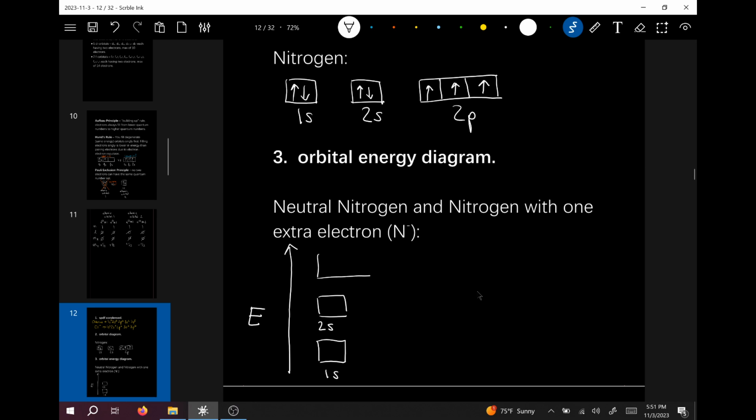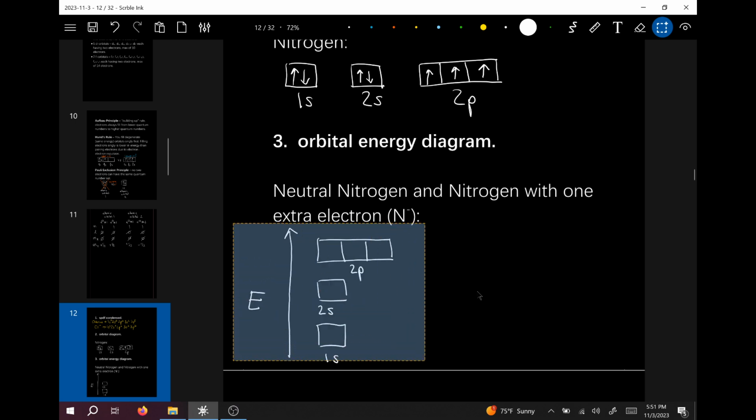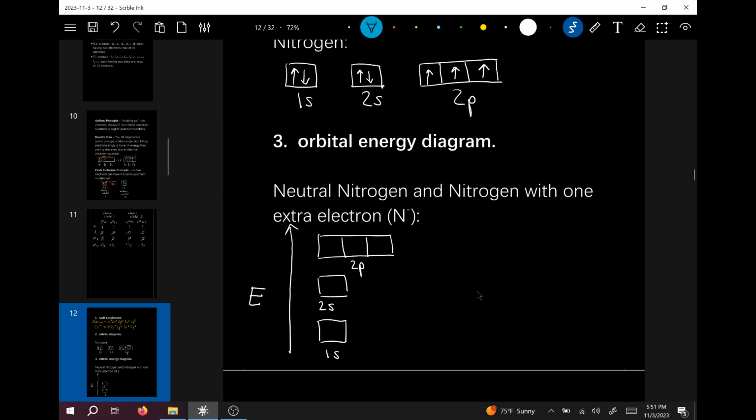So I'm going to draw those 3 empty boxes up at the top here. We're going to call this the 2p orbital set. Now I'm going to see if I can squeeze this a little bit higher, because this diagram is going to be the neutral nitrogen. So this is just nitrogen.